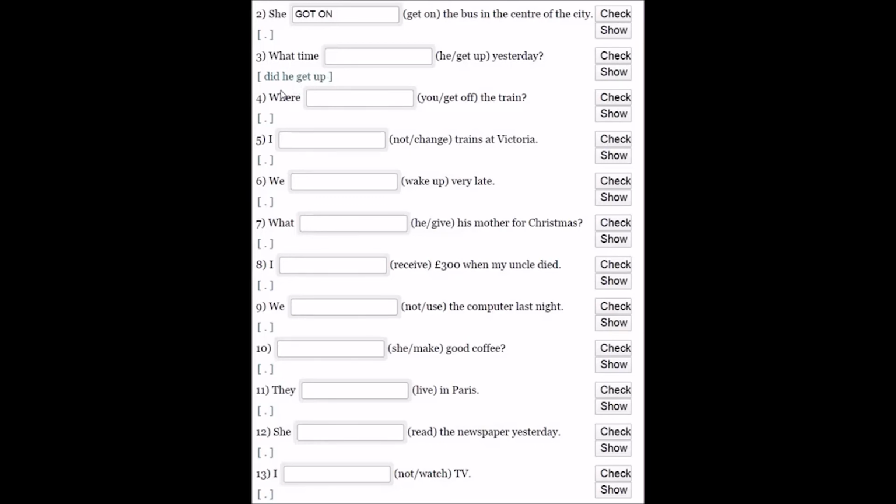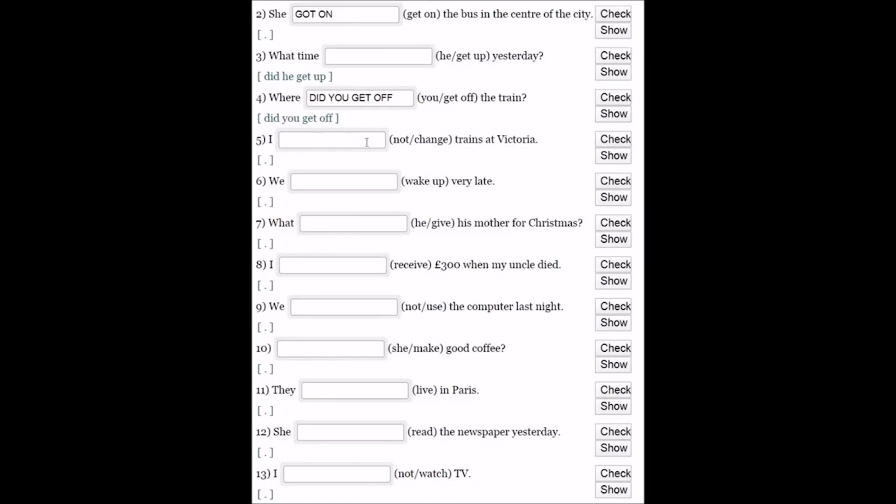Moving on to number 4. Where? Oh, again, this is a question. So, what do you think is gonna be? Where did you? And the same verb comes in without changing it. Get off. That's it. You want to check? Yay! Clap for yourself.